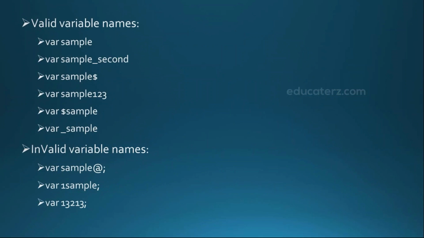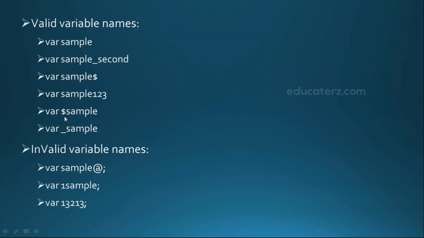So let's take some valid and invalid variable names. Here, in the valid variable names, at first I declared a variable called sample. It is declared in letters, whereas in the second variable I used underscore. So this is also a valid variable name. And in the third, I declared also a dollar. In the fourth, I used numbers.